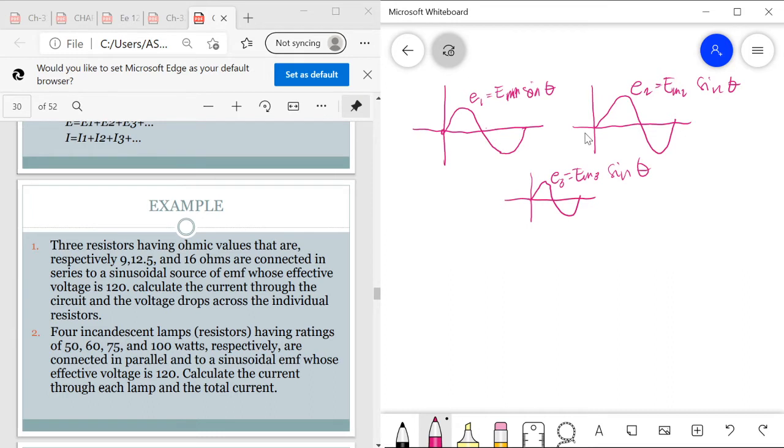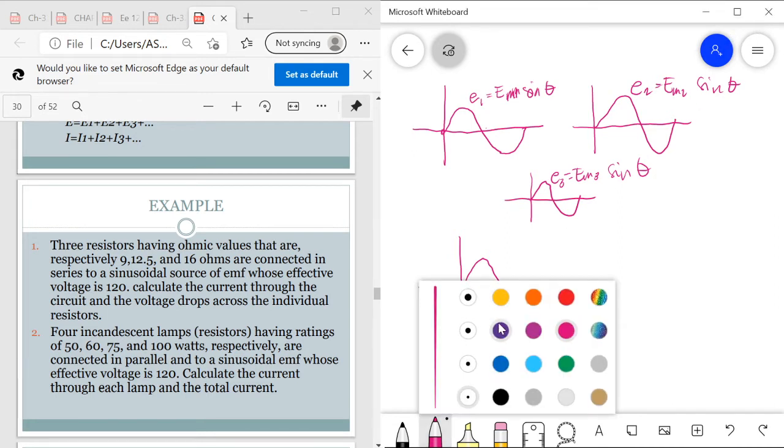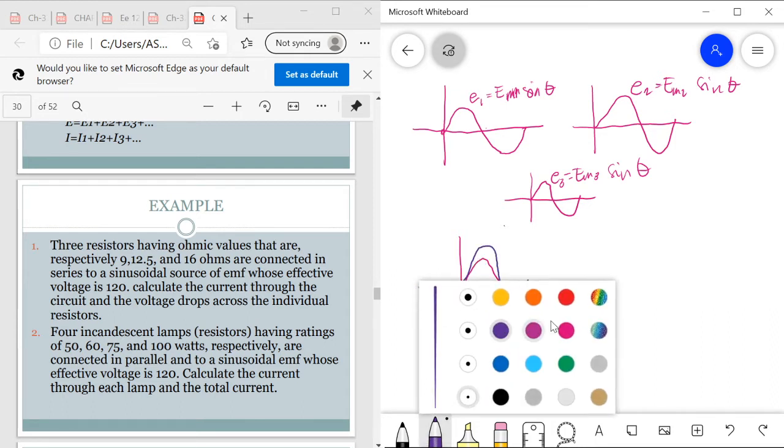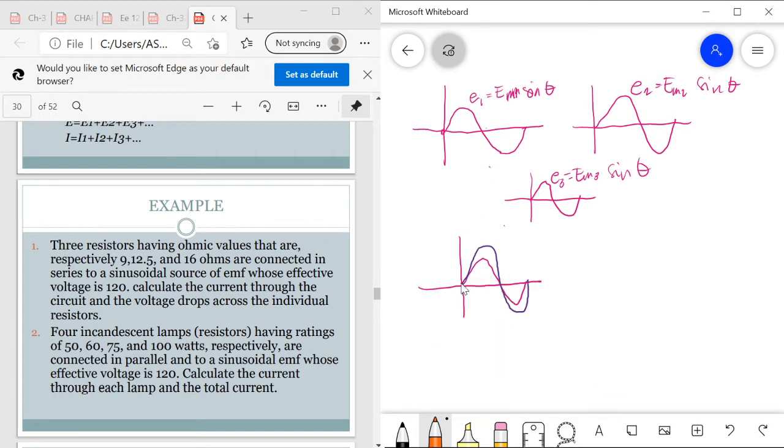So pag pinagsama-sama natin ito sa iisang x and y axis, example, ito si E1, tapos ito yung E2, and this one is your E3. So as you can see, they are in the same phase.